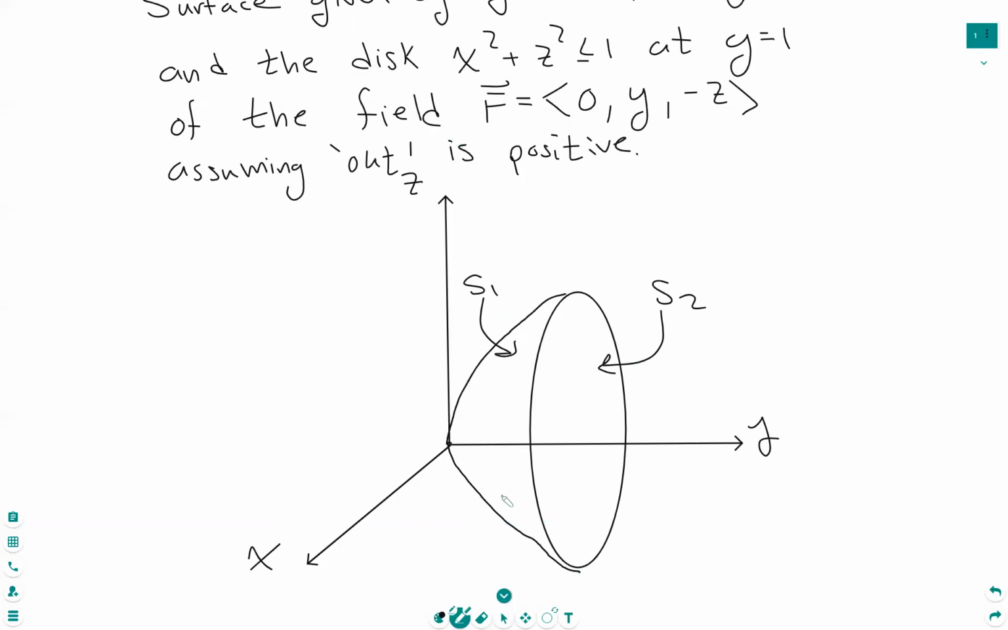And out is positive, so any unit normal vector should be pointed out of this object, not into the interior. So here are some examples of our normal vectors. Now let's figure out the flux through each of these surfaces individually, because there's no way for us to do one surface area integral because they don't really share a common g function that we can utilize.